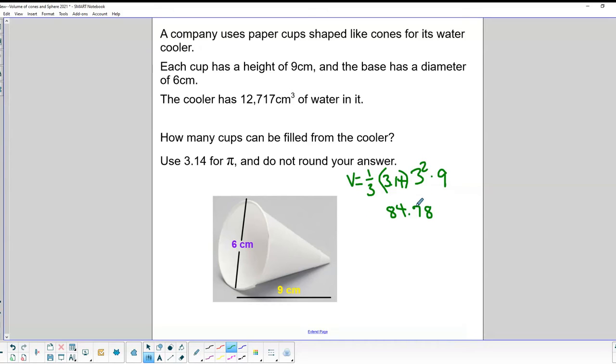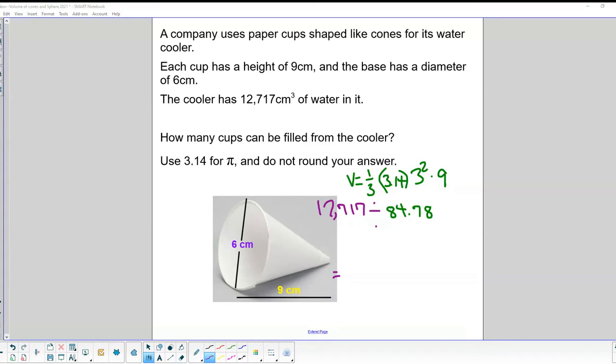So now we're going to divide the big number by that number. So we're going to do 12,717 divided by that number, and then we should get how many cups it'll take, how many cups we can fill with our cooler.